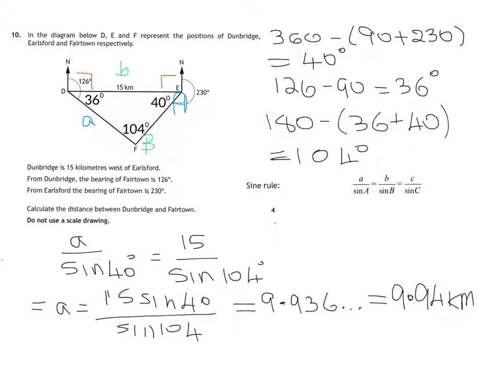So DF is equal to 9.94 kilometres. And we'll just stick the 9.94 equal to DF. Just be really specific about what it is you're equating it to. Done and dusted for that one.